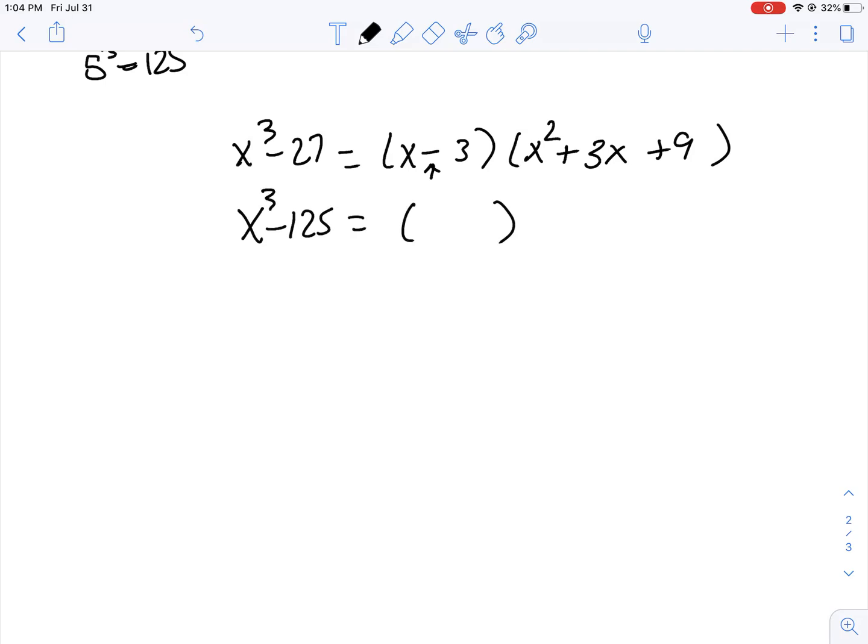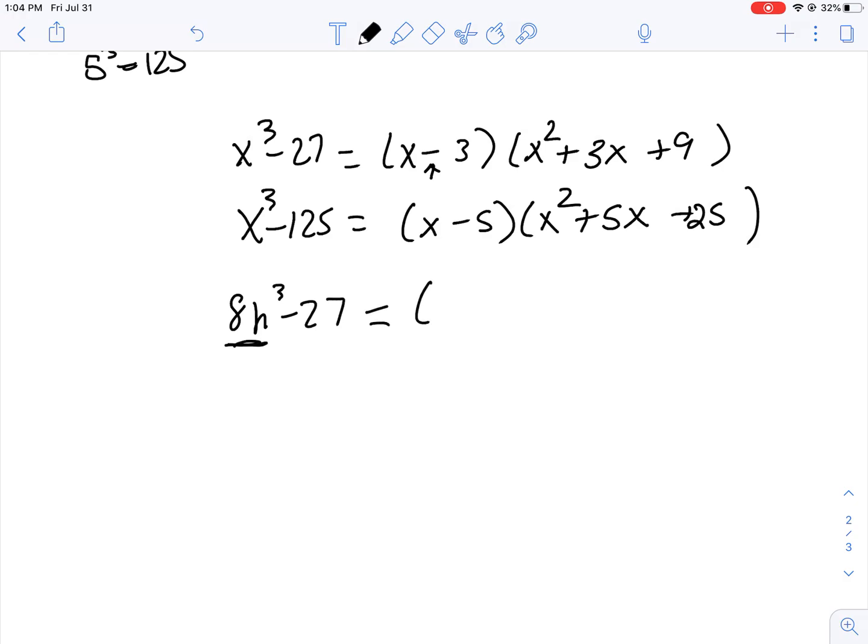If I got x cubed minus 125, again, I'm going to break that down to x and 5, put my minus. I'm going to square, I'm going to multiply, and then I'm going to square that last number. These are both pluses.